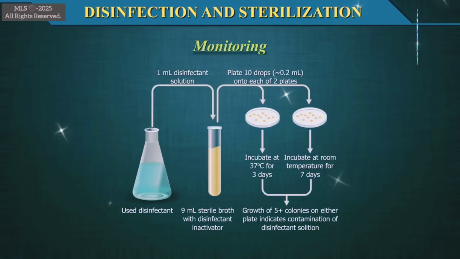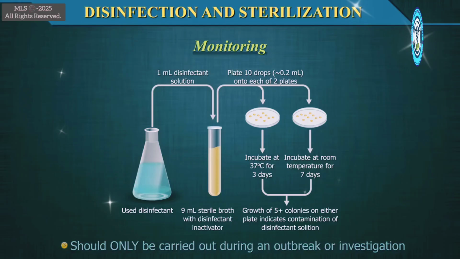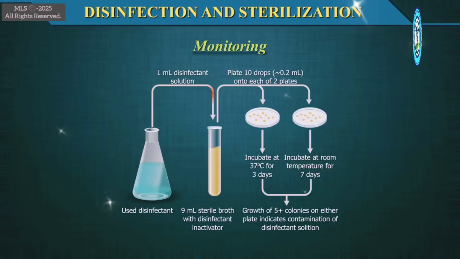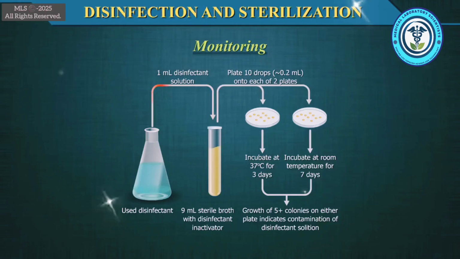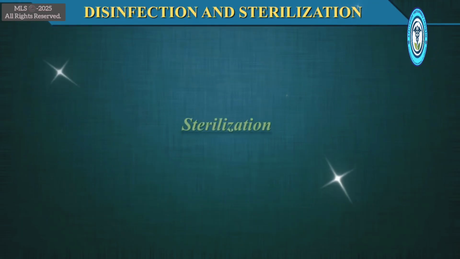Monitoring. In-use test is not recommended routinely to monitor the appropriate use of the disinfectant. It should only be carried out during an outbreak or investigation. For in-use testing, collect aseptically about 1 ml of disinfectant from discard jars or container into sterile bottles, label them, and send them promptly to the microbiology laboratory.